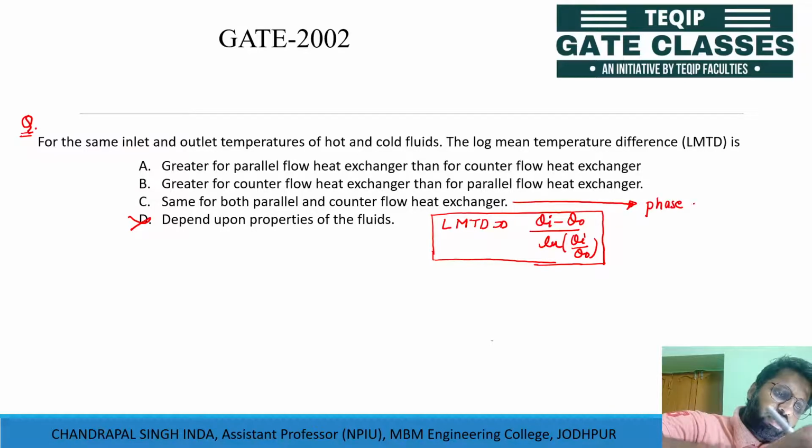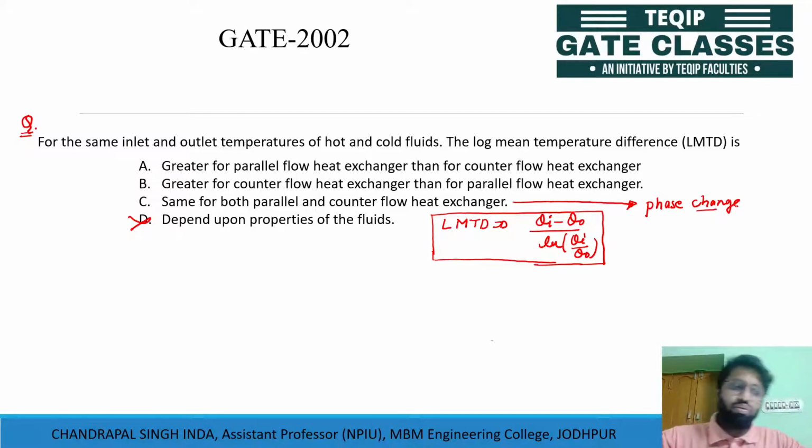So this is also the case when a phase change heat exchanger is used. In a phase change heat exchanger, the heat exchanger is independent of the flow pattern. So the value of LMTD for either the parallel flow or the counter flow will be the same. So option C holds only for the phase change heat exchanger, so option C is also incorrect. Now we have only two options. So let's understand.